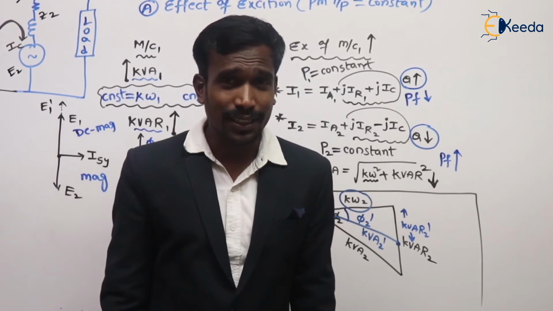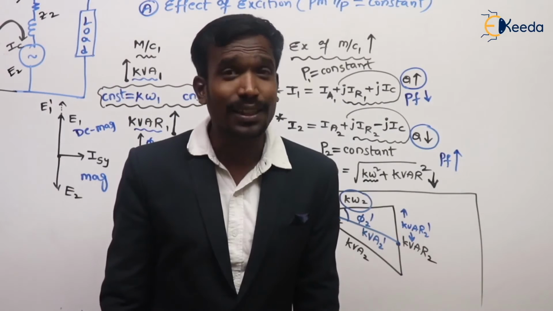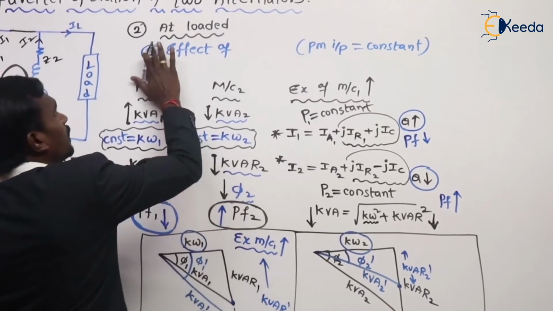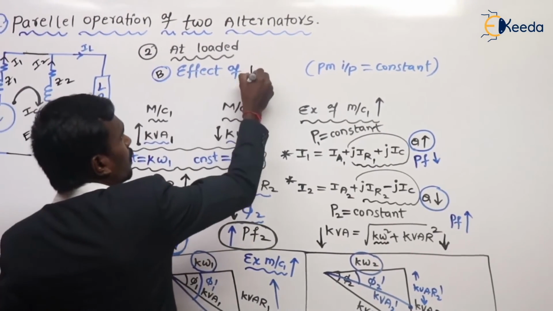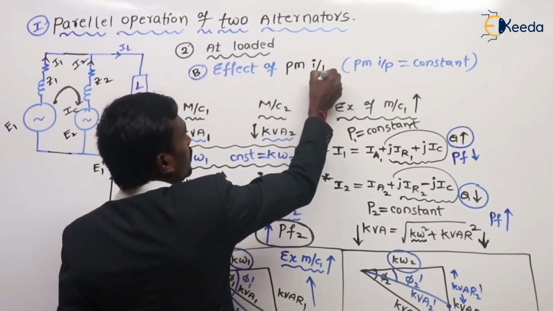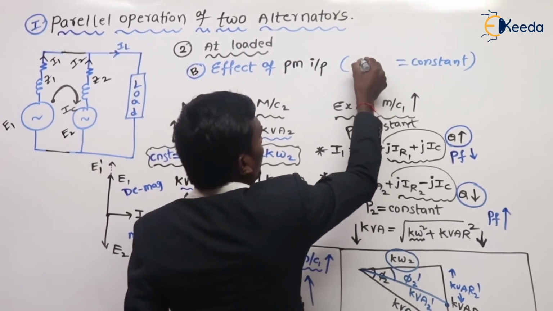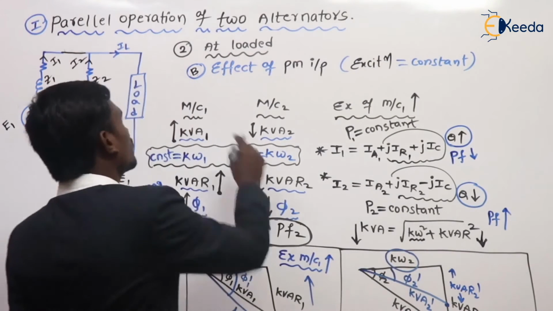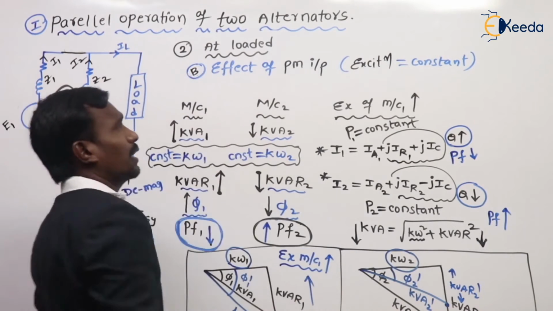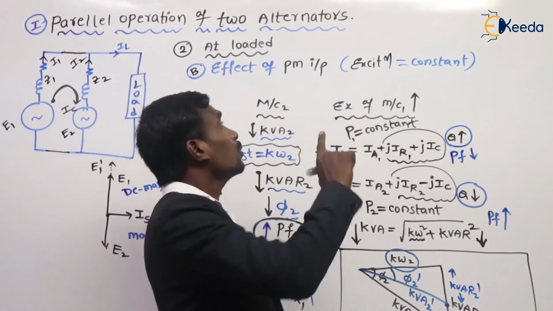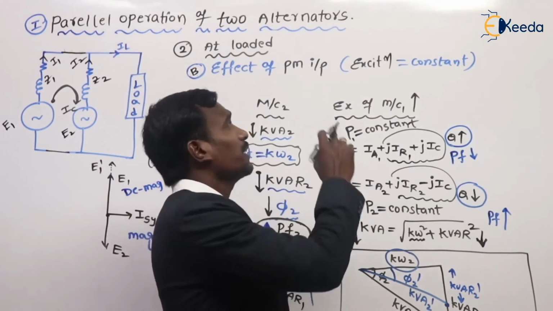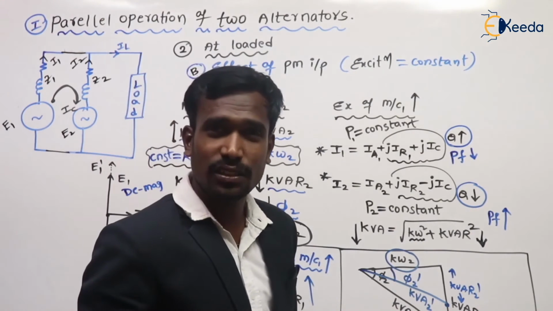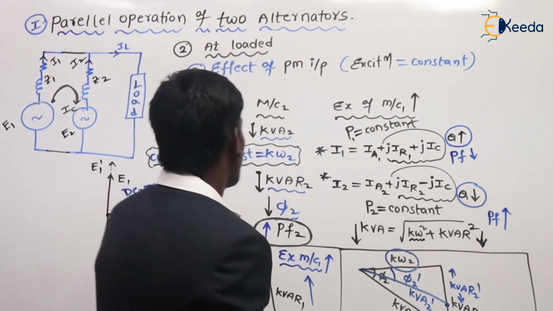Are you okay? Getting or not? Right? The next topic is topic B: effect of prime mover input when excitation is constant. This is the second concept at loaded condition. You have to do this one. Hold the video and do this one. Come on, do it fast. Effect of prime mover input changes. Come on, do fast. Hold the video and do it fast.